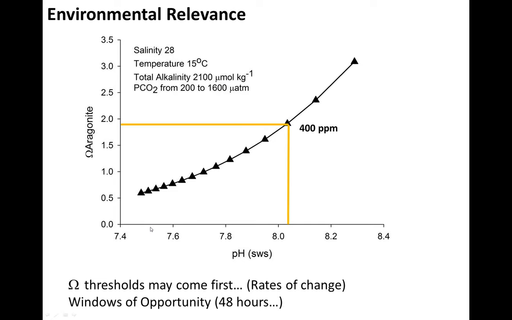And so what you should note here is at 400, we're just under a saturation state of 2. And if we increase to about 700, we get to about 1.25. And we're still not at these really low pHs where we really see some of these effects manifest, at least on the larvae here. And so again, it speaks to this idea of these windows of opportunity in the first 48 hours being so critical for these larvae, in large part, we believe, because of this demand for shell material.